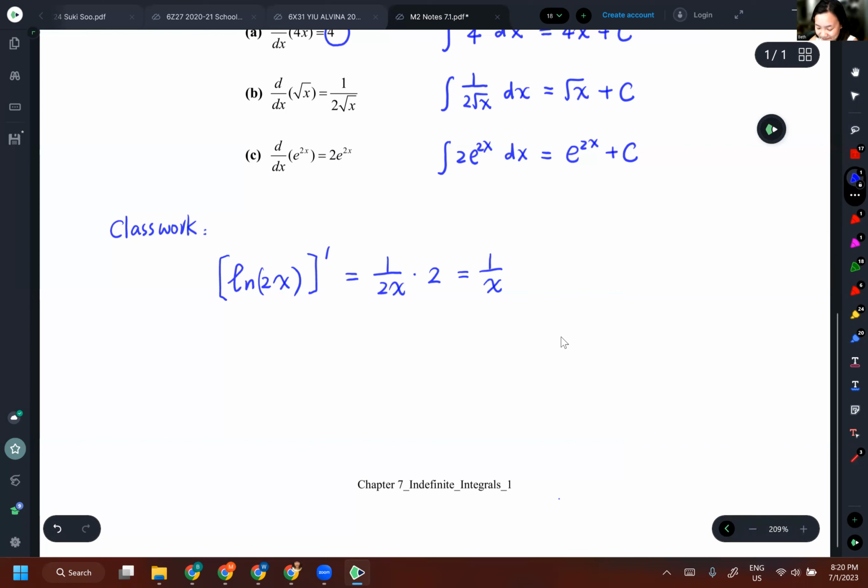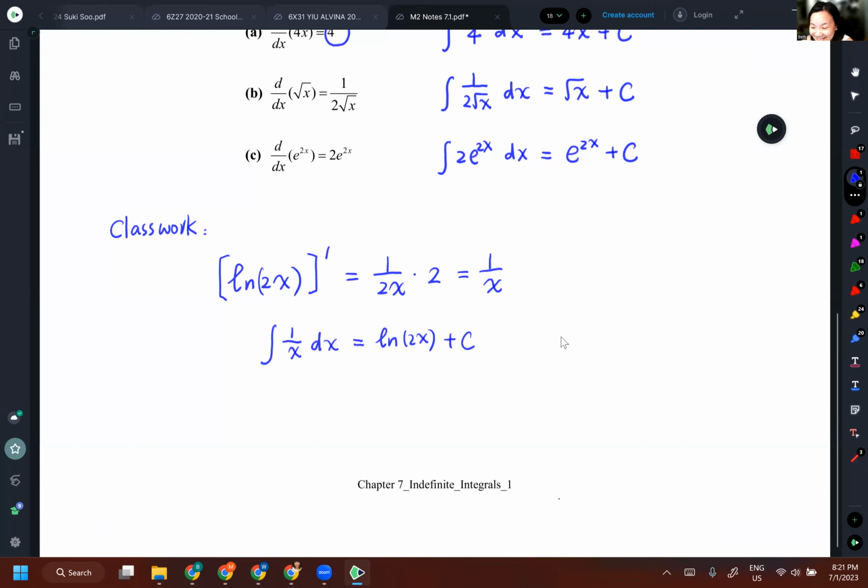Is it 1 over? How do you change it? The integral of 1 over x, and you should just say dx. Yes. Put the 1 over x inside, so you say 1 over x dx. Yes, and it's equal to ln x plus c. Okay, that's good. That's good.